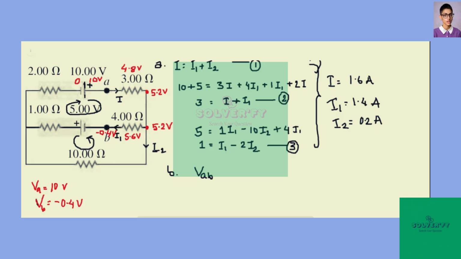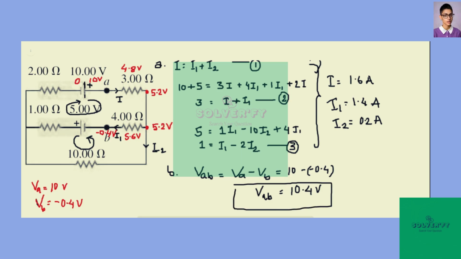Now if you want to find VAB, VAB equals potential at A minus potential at B. So that is 10 minus (minus 0.4), and this gives VAB equals 10.4 volts. We are done with the solution of this problem. Thank you for watching this.